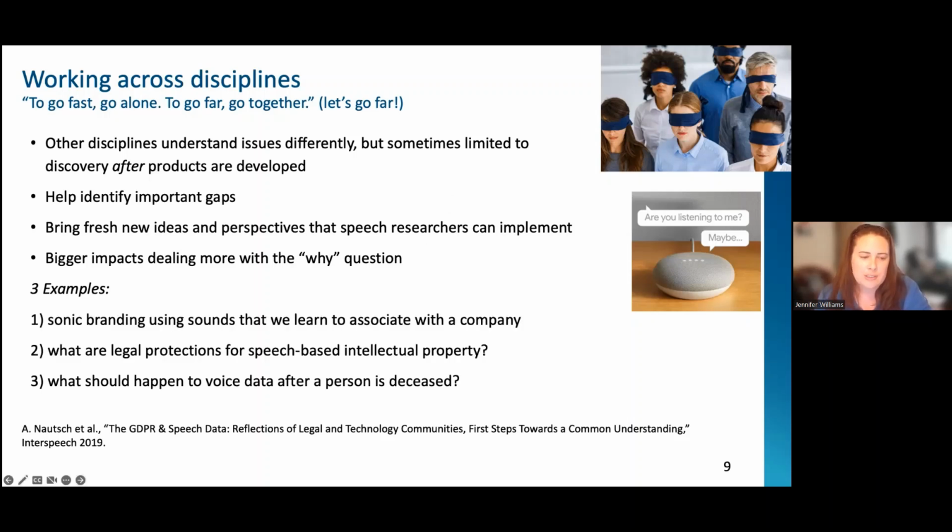So some companies are interested in sonic branding. So this is really a marketing issue. When you have sonic branding, there's sounds that we learn to associate with a particular company. The second one, what are the legal protections for speech-based intellectual property? And I'll have an example in a bit about a type of voice that was reconstructed, and who owns that intellectual property? Is it the algorithm or is it the voice itself? And third, what should happen to voice data after a person is deceased? These are some big issues, and they go really beyond the scope of computer science.